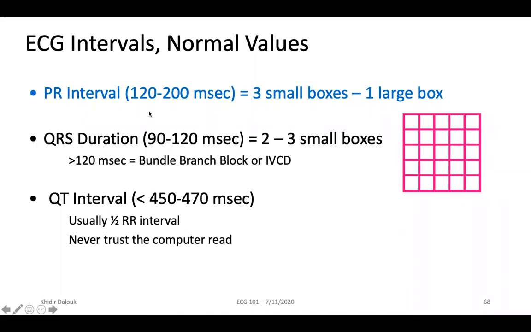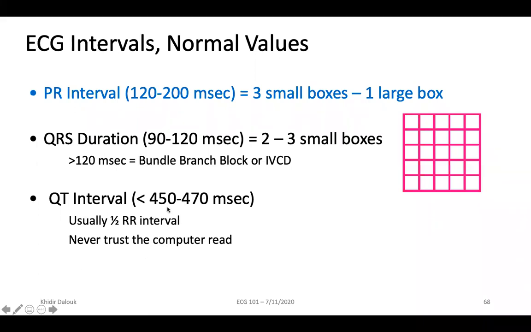So the normal PR we said is anywhere between 120 to 200, between 3 small boxes to a large box. And if anything is larger than a box, then you have prolonged AV delay. QRS is between 2 to 3 boxes. Different books will tell you different things. Sometimes they will tell you this is between 80 to 110. As I mentioned, between 110 to 120, this is intraventricular conduction delay, and anything above 120 is a wide QRS or bundle branch blocks.